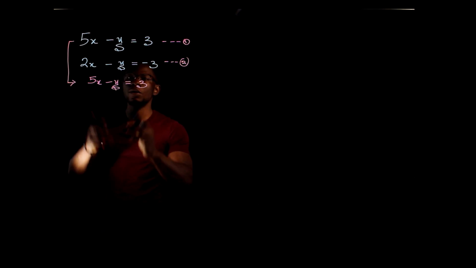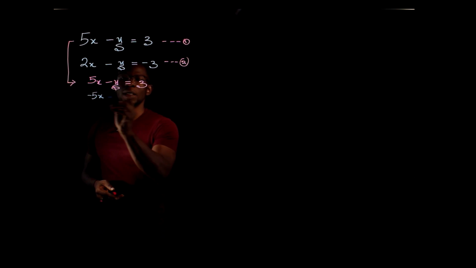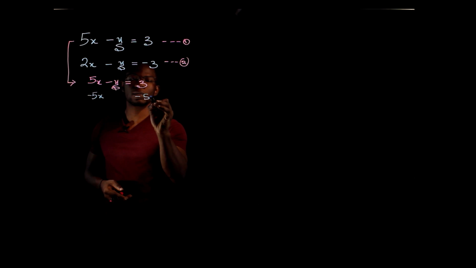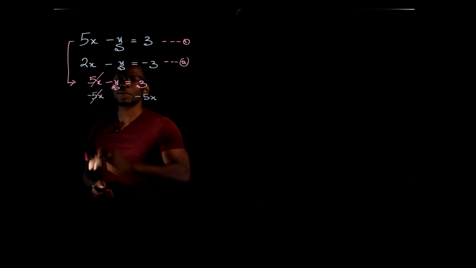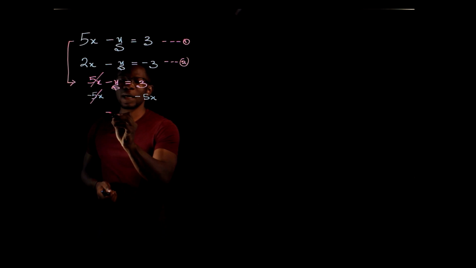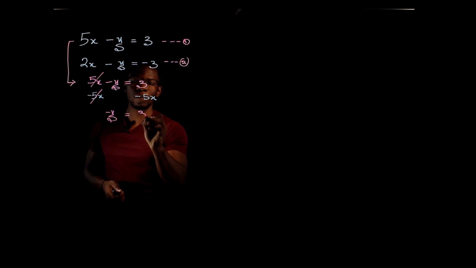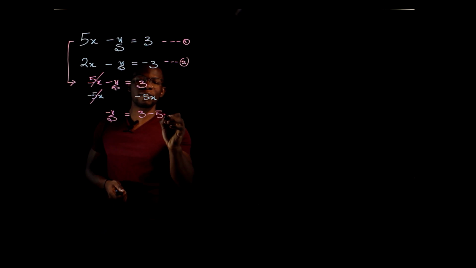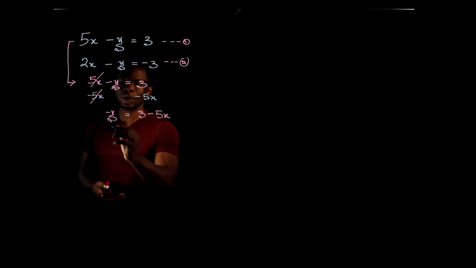So to make y the subject of the formula here, we subtract 5x from both sides of our equation. So 5x minus 5x cancels out, and we're left with minus y on this side. And on this side, we have 3 minus 5x. But here we have minus y, and we just want y, not minus y. So the next thing to do is to multiply through by minus 1.